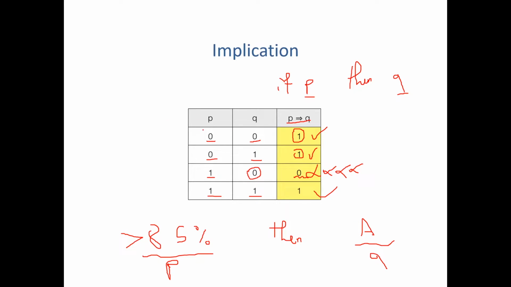Okay, so the takeaway is with implication, it's always going to be true unless you start with a premise which is true and you reach a conclusion which is false.